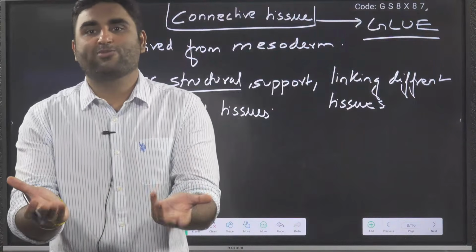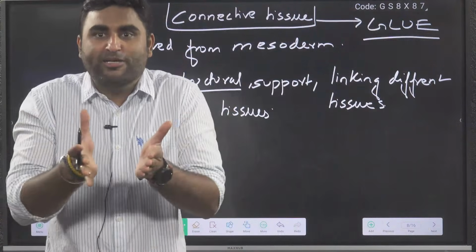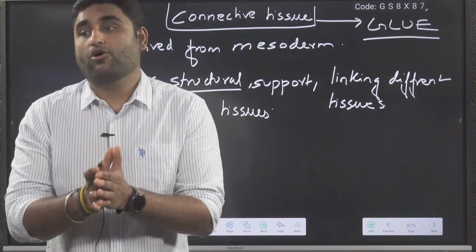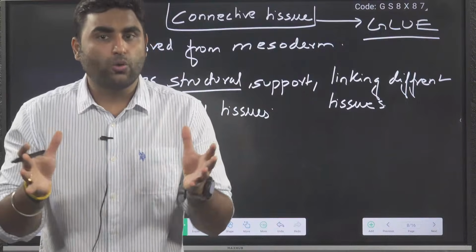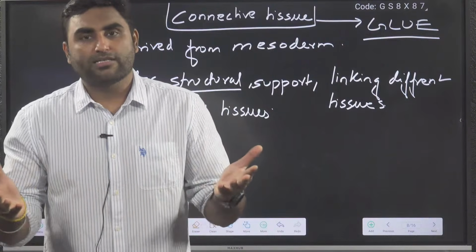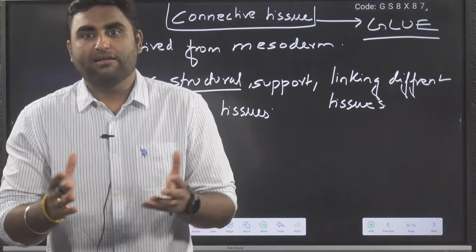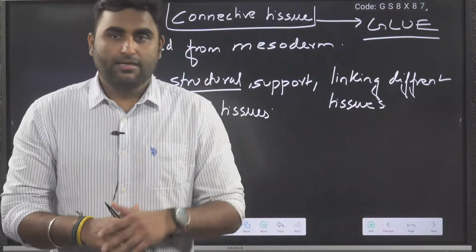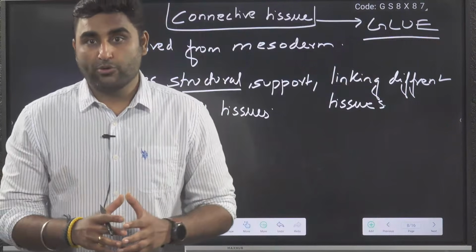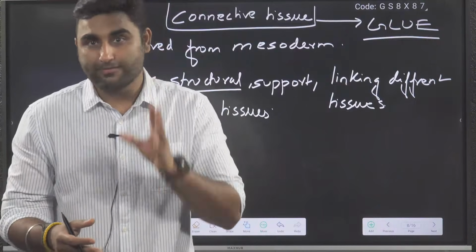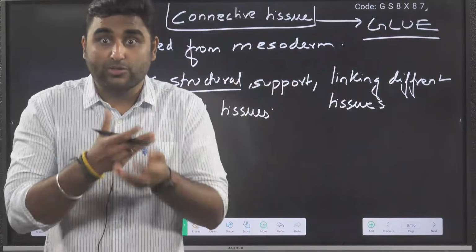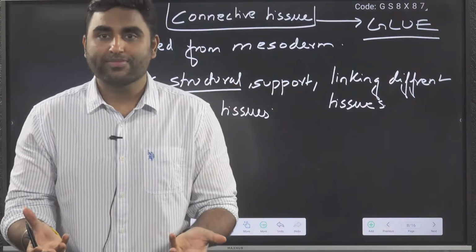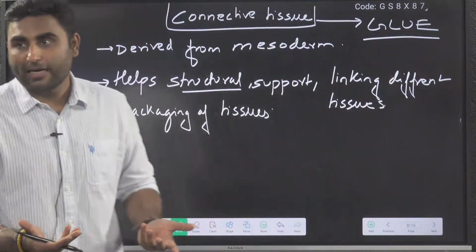Glue will never be exposed. Glue is always between two things, holding two things together. So connective tissue in your body behaves like a glue. You will never see blood exposed. You will never see lymph exposed. You will never see areolar or dense connective tissue, tendon, or ligament exposed. If any connective tissue is exposed to your eyes, it means you have some injury.